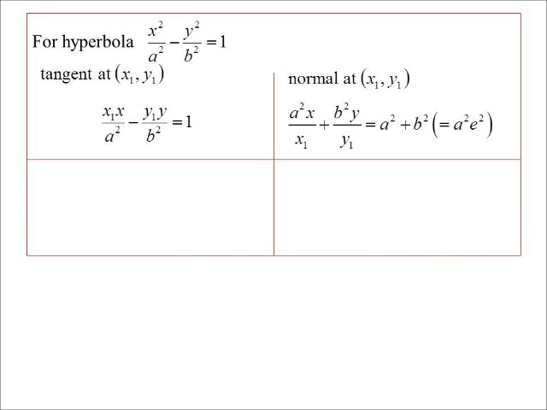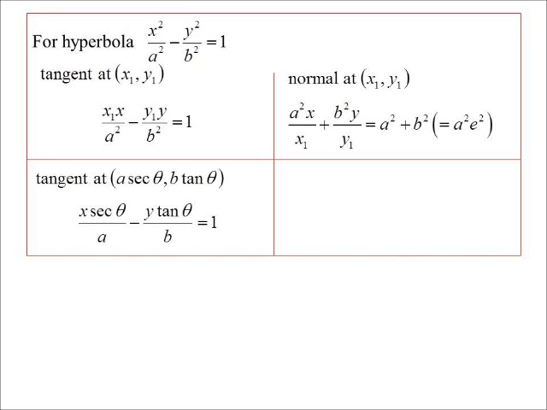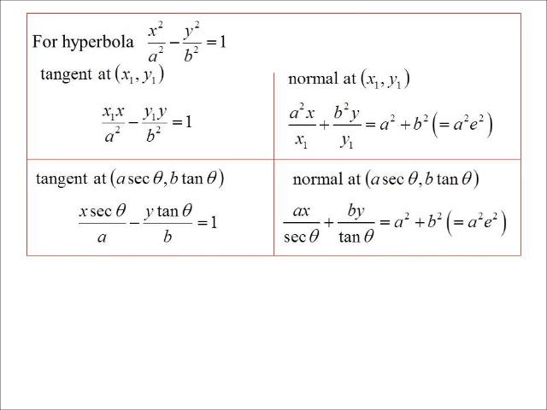Remember the difference between the ellipse and hyperbola? One was 1 minus e squared, the other was e squared minus 1. So that's why sometimes people prefer to go a squared e squared, because it's the same for both the ellipse and the hyperbola. In parametrics, we get x sec theta on a minus y tan theta on b is equal to 1. And for the normal, the sec and tan are now on the bottom, and the a's and b's are now on the top.